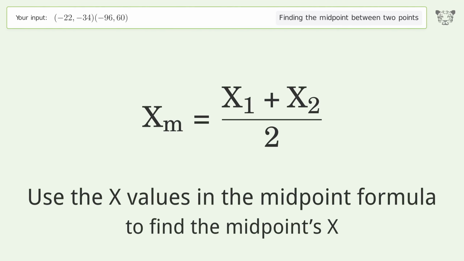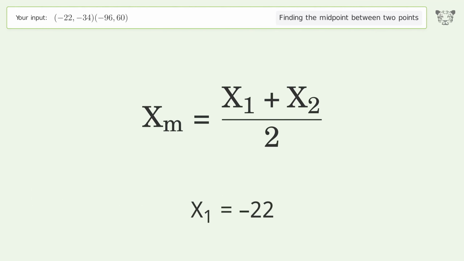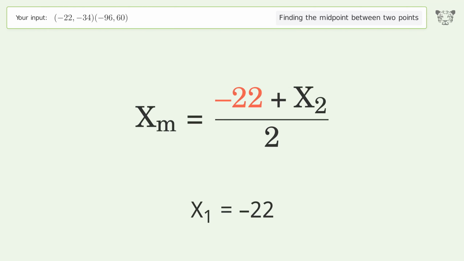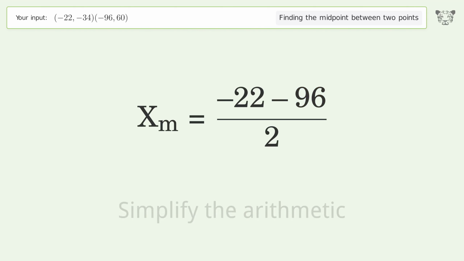Use the x values in the midpoint formula to find the midpoint's x. x1 equals negative 22. x2 equals negative 96. Simplify the arithmetic.